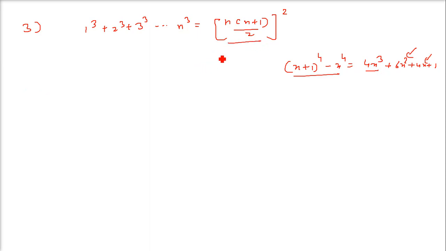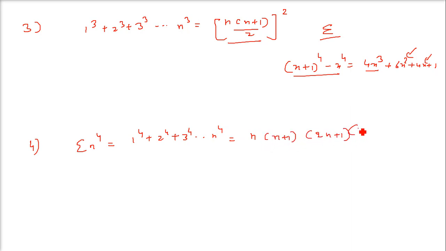Okay. Exactly the same thing we are going to do. This sigma is a Greek term, and we use it for addition. And let me tell you one more thing. Sigma n to the power 4, that is 1 to the power 4, 2 to the power 4, 3 to the power 4, like this up to n to the power 4, equals n plus 1, 2n plus 1, 3n square plus 3n minus 1, by 30. This is one of the results.